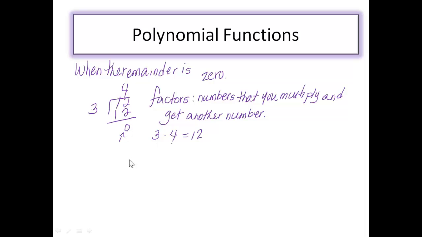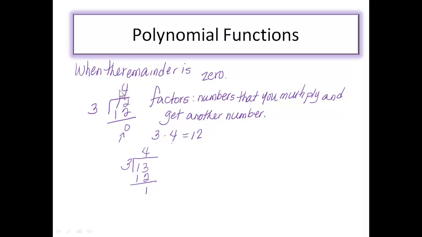When it's not 0, for example, if I divide 3 into 13, I get this. I get a remainder of 1. So I can't say that 4 and 3 are factors of 13, because if I say they are factors, that means if I multiply these two numbers, I get the dividend. And I don't. If I multiply 4 times 3, I don't get 13. So that tells me they are not factors of 13. 4 times 3 is 12, not 13.